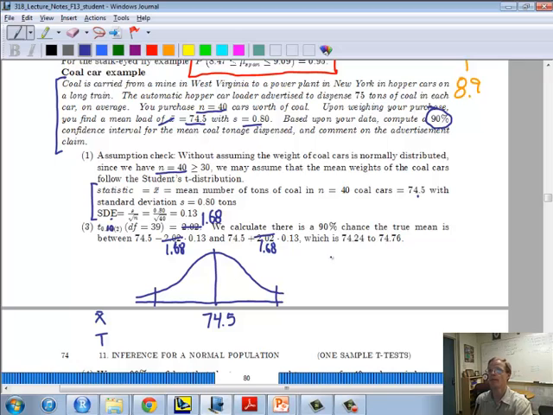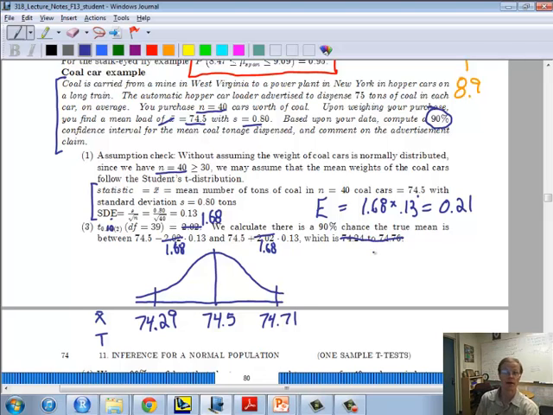multiplying, my margin of error is going to be 1.68 times the 0.13, which gives me 0.21. So that takes me to 74.29 to 74.71. Okay, and that is my confidence interval.